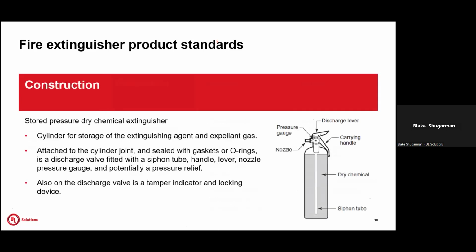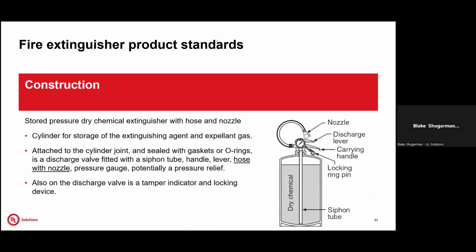Regarding construction, this is a typical dry chemical extinguisher. Stored pressure type. We have a cylinder for attachment for storage of the agent and the expellant gas. Attached to the cylinder joint and sealed with O-rings is a discharge valve, fitted with a siphon tube, a handle, a lever, a nozzle, a pressure gauge, and potentially a pressure relief. Also on the discharge valve is a tamper indicator and locking device.